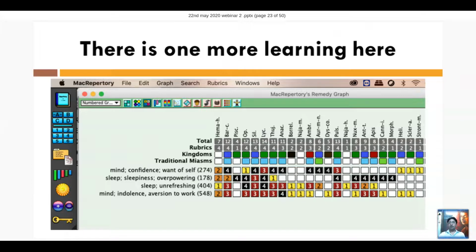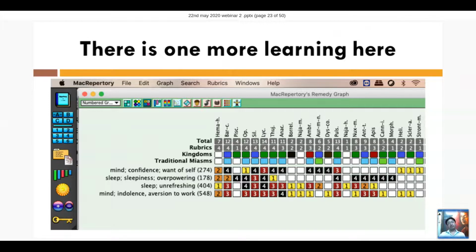Number 3, the third remedy. Look in this chart. You get it at third number. There is one remedy which is covering only one symptom, but it is covering it in 4 marks, highest in intensity. The third remedy covers only one rubric, that is sleep overpowering, but in 4 marks, meaning it is highest. So this is a small, unknown remedy, but having a very strong symptom of sleep overpowering.